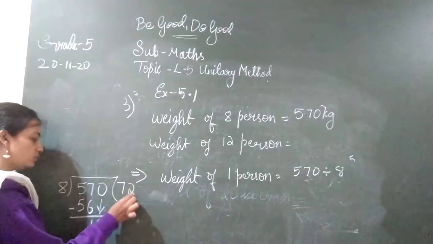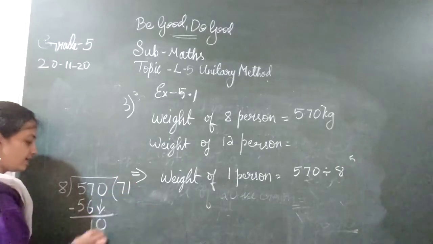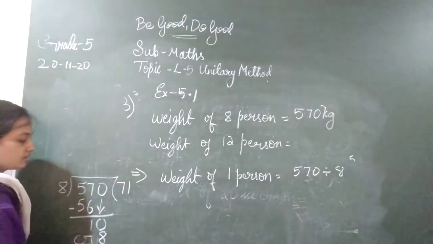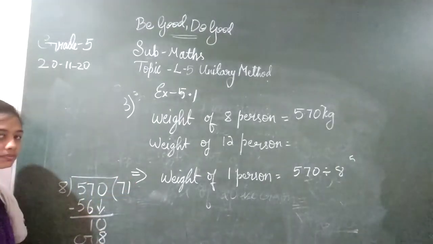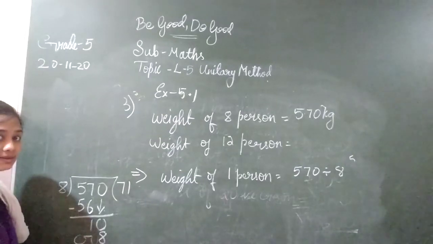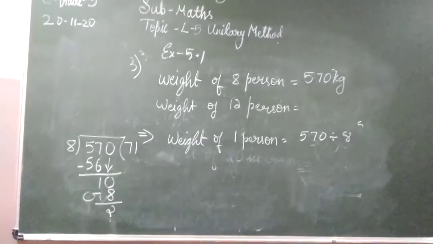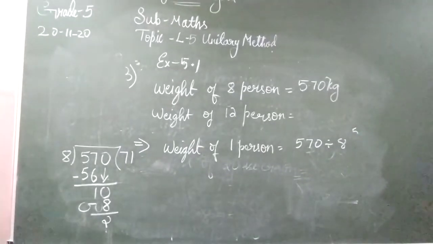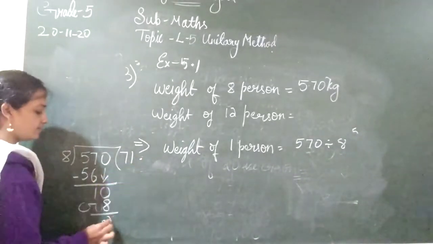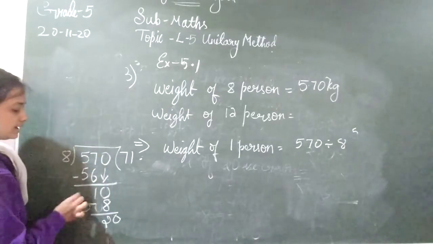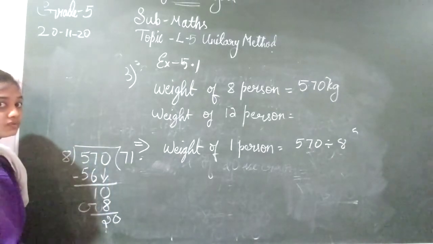And 8 ones are 8. You get the remainder 2. Now what should I do when I get this remainder? I should not leave the remainder as it is. So I should keep a decimal point here and add a 0. I get 20.